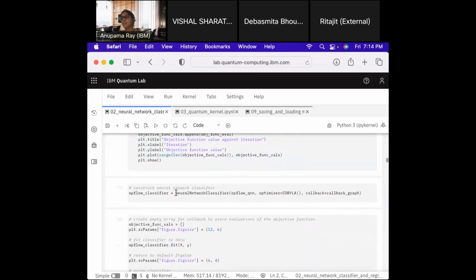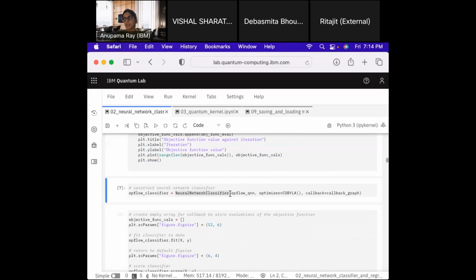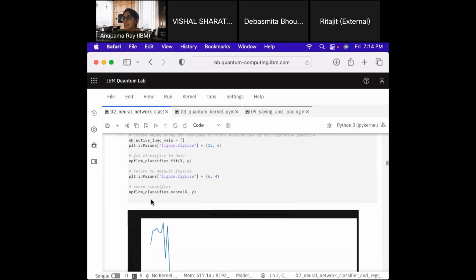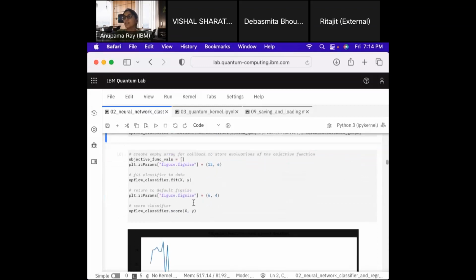And now here they're calling this neural network classifier. This class is explained in the first notebook, wherein you pass it what type of QNN or ansatz you wish to use, and which optimizer. This is the COBYLA optimizer that someone just asked about, right? Constrained optimization by linear approximation. So this is COBYLA, and of course you're saying that you want a callback. Now you create this sort of function, and you say, okay, train it.